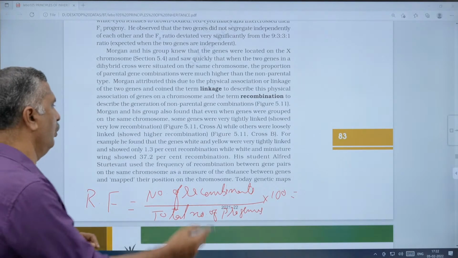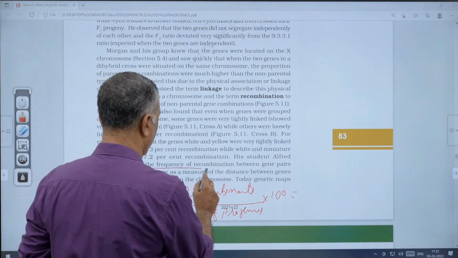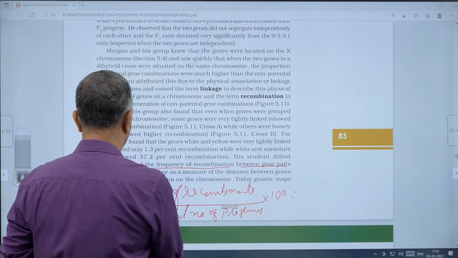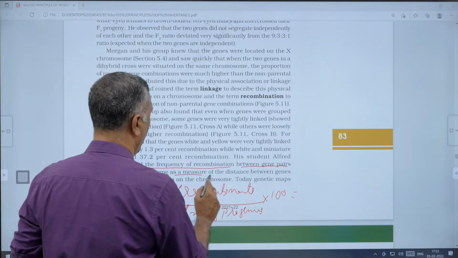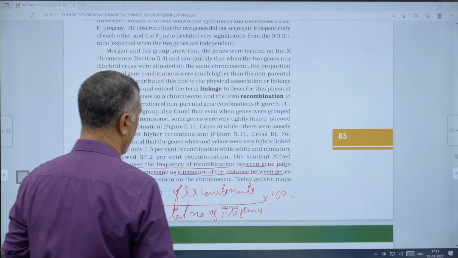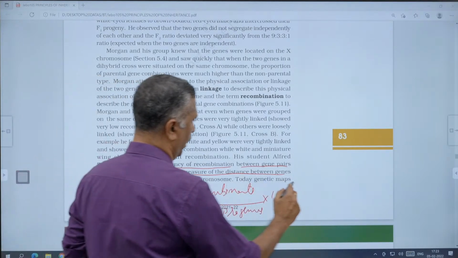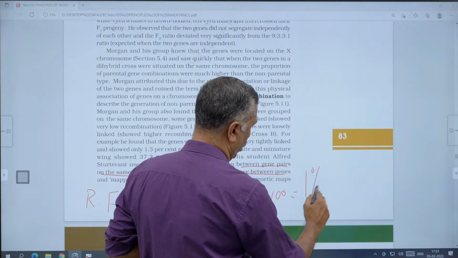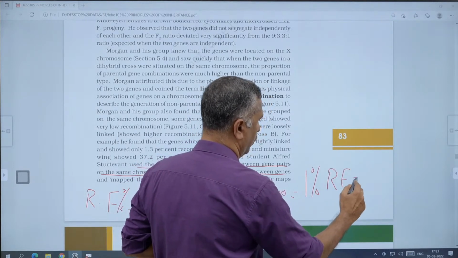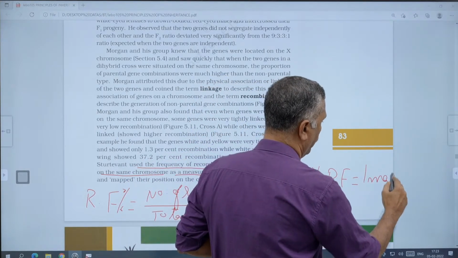We use the frequency of recombination between gene pairs on the same chromosome as a measure of the distance between the genes. How do we convert this recombination frequency? There is a simple conversion: 1% recombination frequency is equal to 1 map unit.